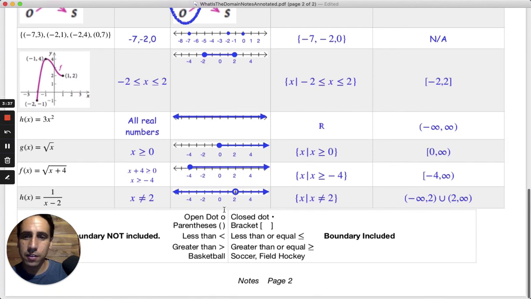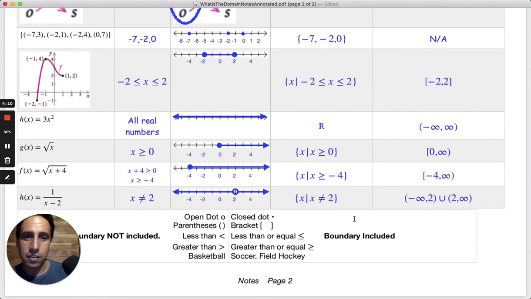For your reference, all these ideas are associated with each other. When you don't want to include the boundary, use an open dot, use parentheses, and in set notation, use less than and greater than symbols. Think about the sport basketball. There's a playing area, but as soon as you touch the boundary, which is like the colored part outside, like purple if you're on the Lakers court, then that's out, and so we're not including the boundary in terms of whether or not you're allowed to play in that area.